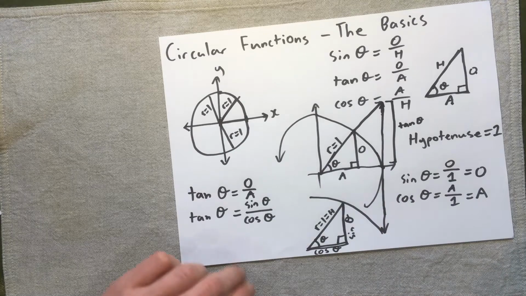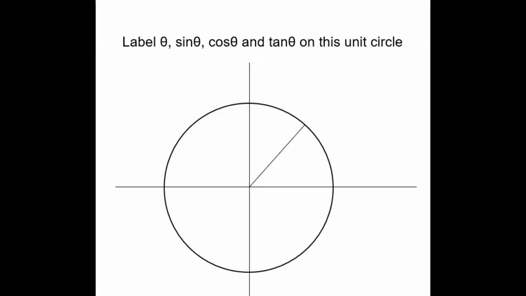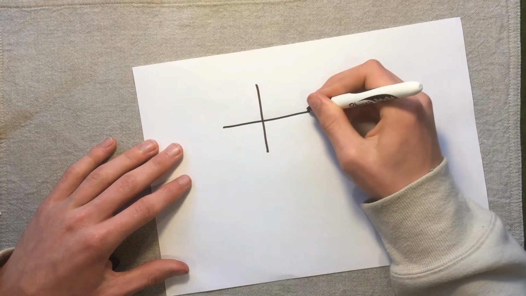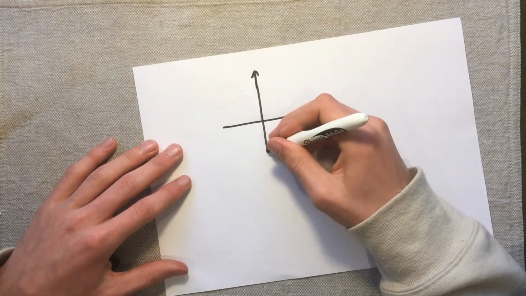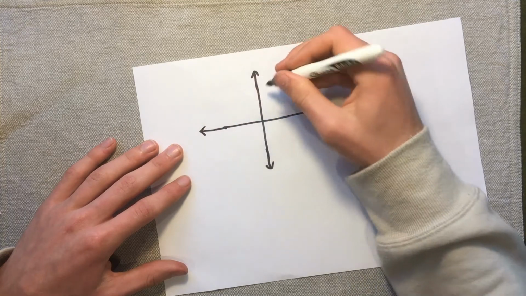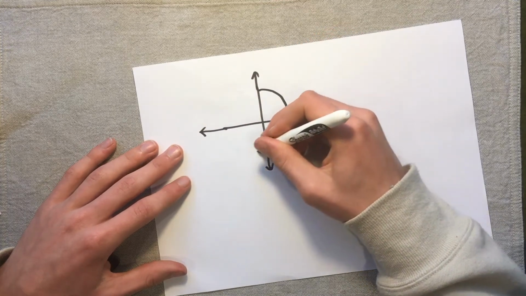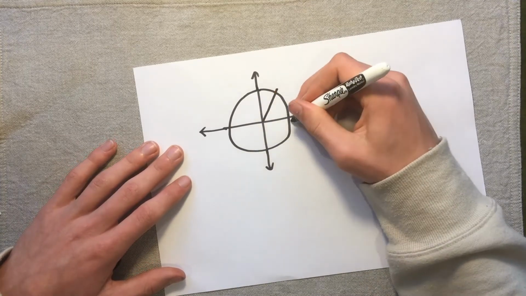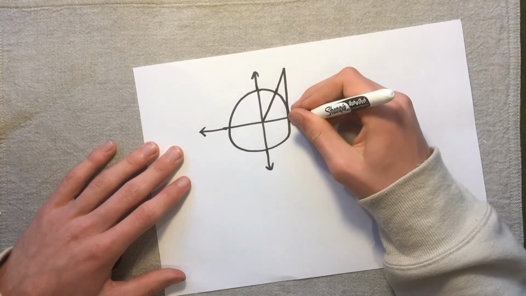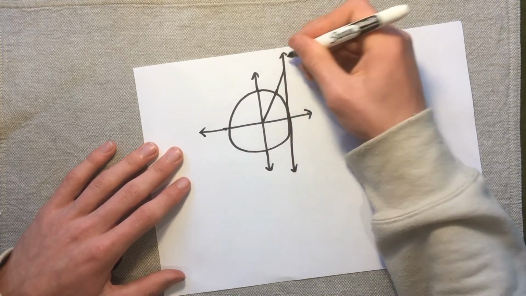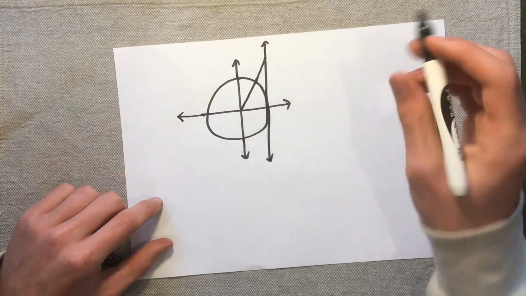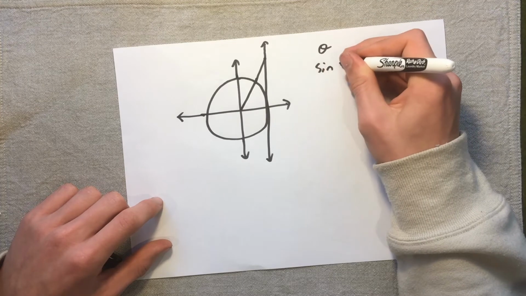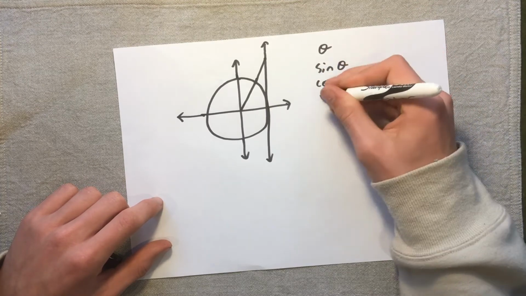So let's get into a worked example. I'll put it up on the screen now as well. So our worked example is asking us. So we've got our axes and then our unit circle. And what does it look like? We've got an angle or a triangle that looks like this. It is asking us to label theta, sine of theta, cos of theta, and tan of theta.